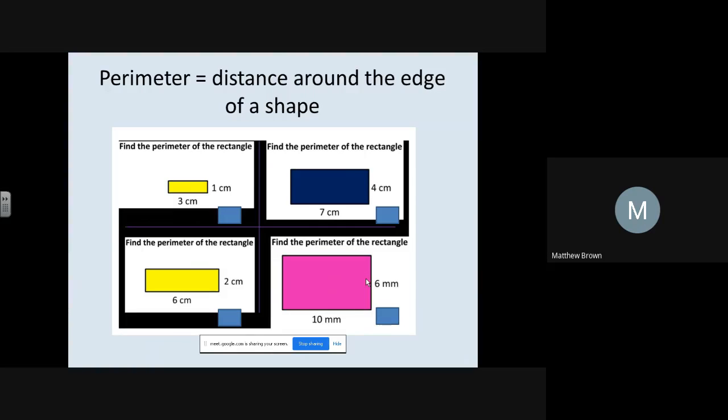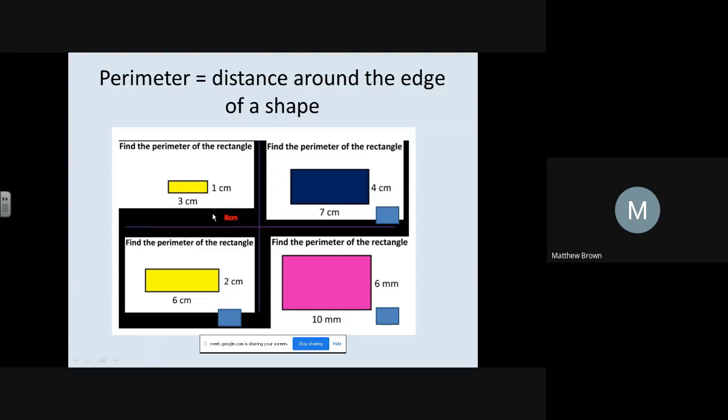The first thing we need to quickly look at, hopefully something you've seen before, is how you find the perimeter of a shape, and it's just the distance around the edge of the shape. So we've got some really simple rectangles. The first one is a length of 3 and a width of 1, so perimeter 3 plus 1 plus 3 plus 1, which comes to 8.